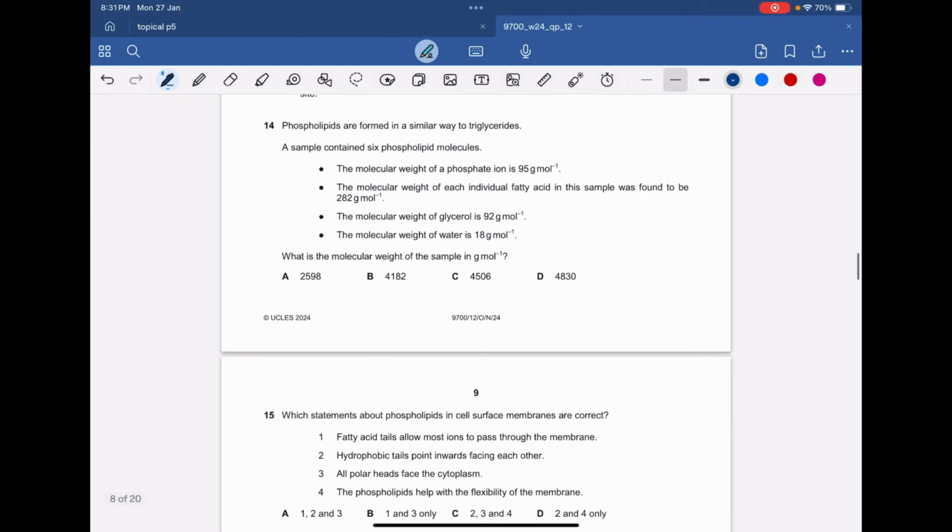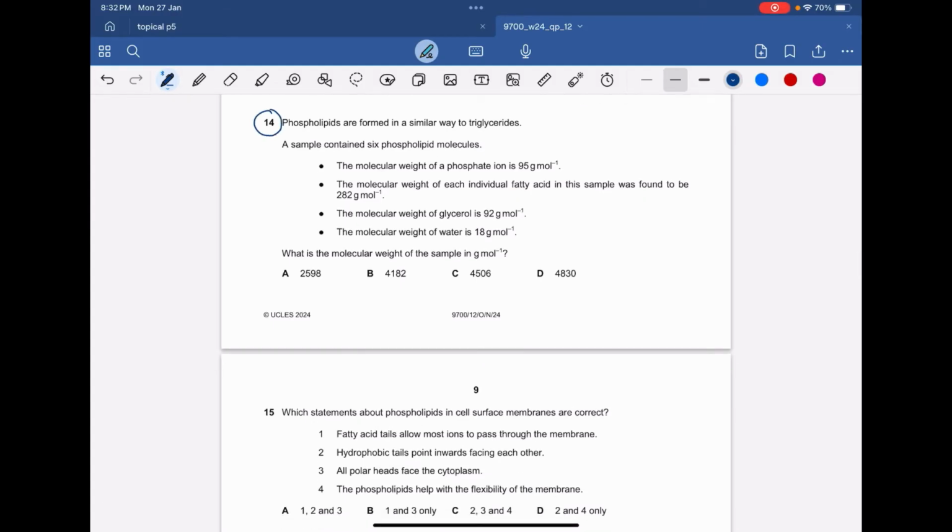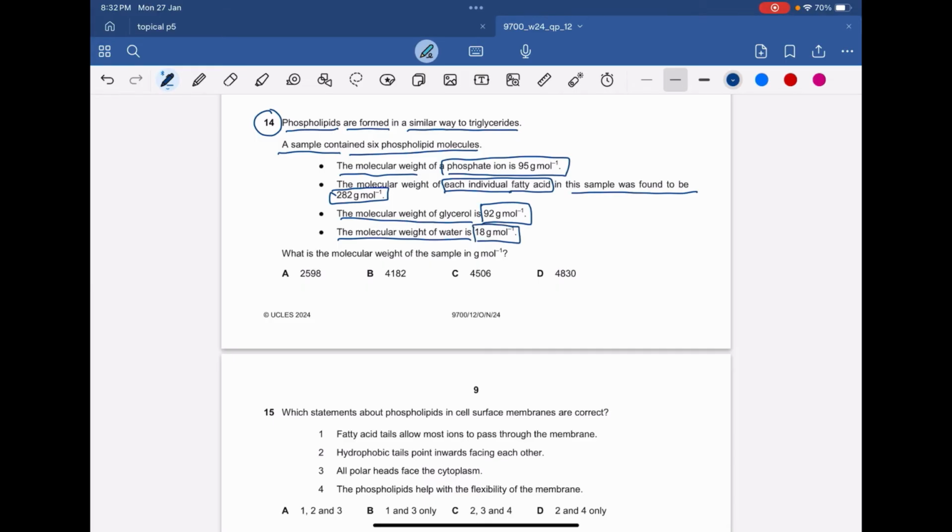Now let's discuss question number 14 over here. Question number 14 says that phospholipids are formed in a similar way to triglycerides. A sample contains 6 phospholipid molecules. The molecular weight of phosphate is 95. The molecular weight of each individual fatty acid in this sample is found to be 282 grams. The molecular weight of glycerol is 92. The molecular weight of water is 18. Now they are asking what is the molecular weight of the sample in grams per mole.